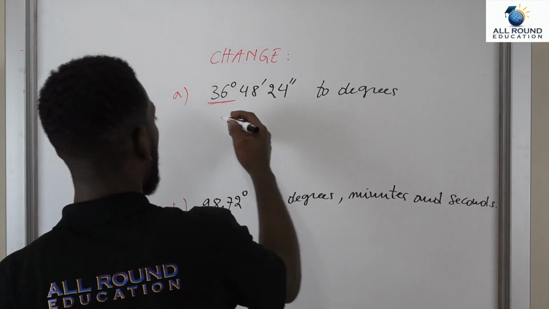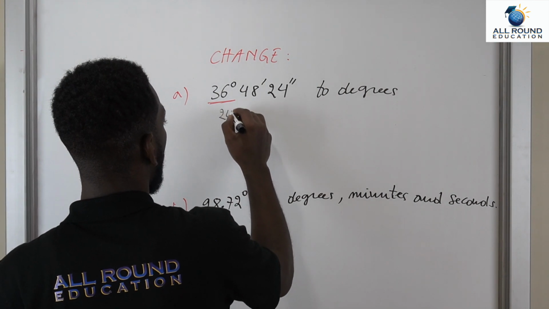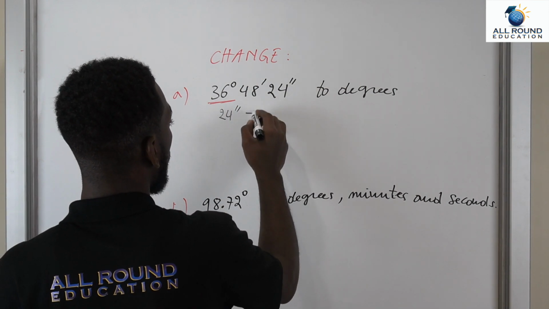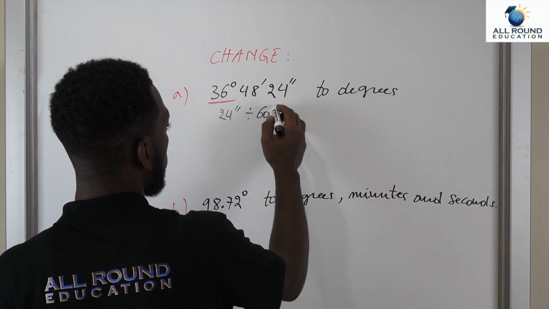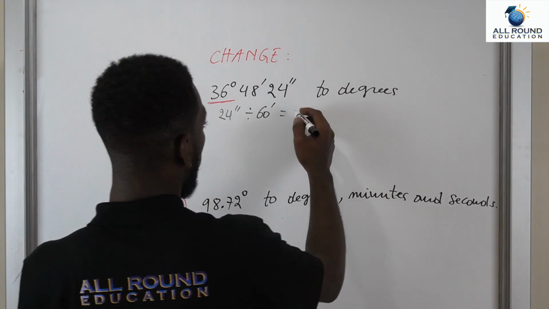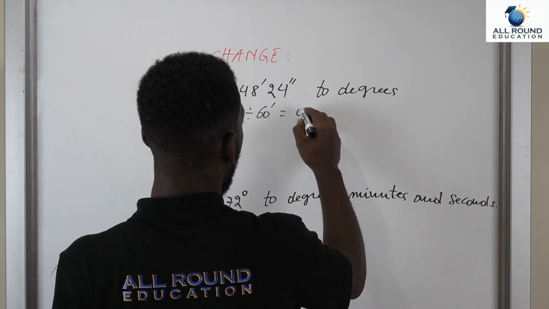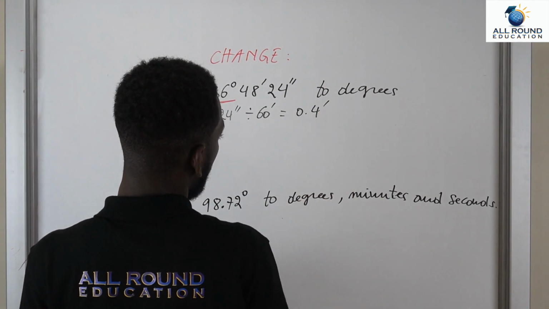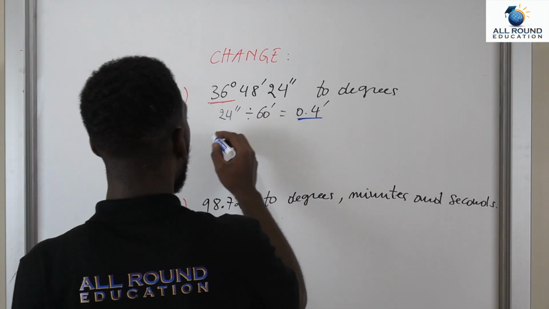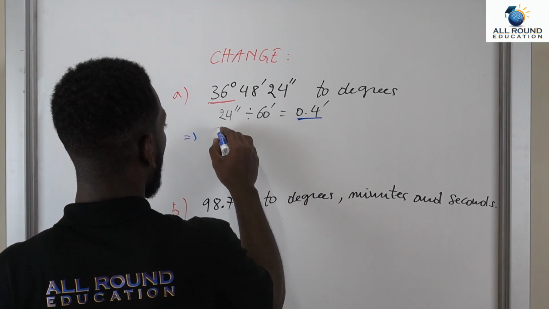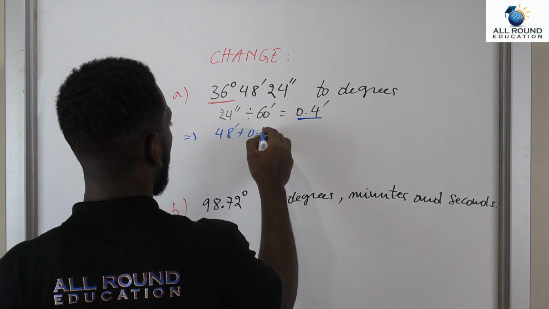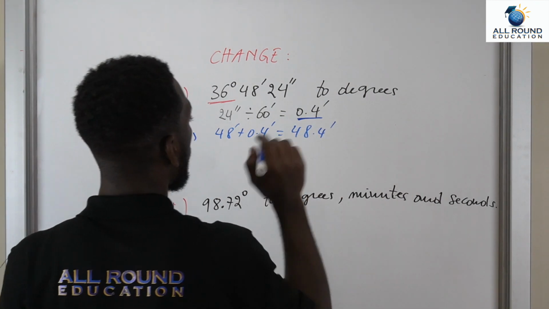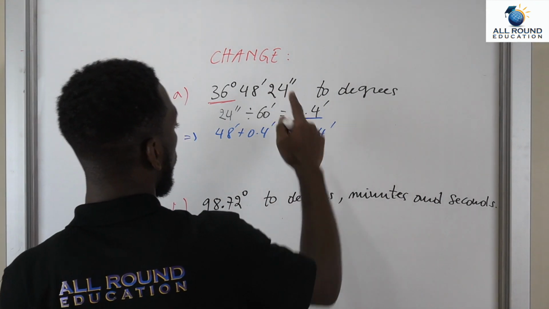So where do we start? Let's start with seconds. We have 24 seconds, and we need to convert this into minutes. How do you convert into a minute? We divide by 60, and when you do this, I believe we should get 0.4 minutes. Now what we have is 48 minutes plus 0.4 minutes, which is 48.4 minutes.